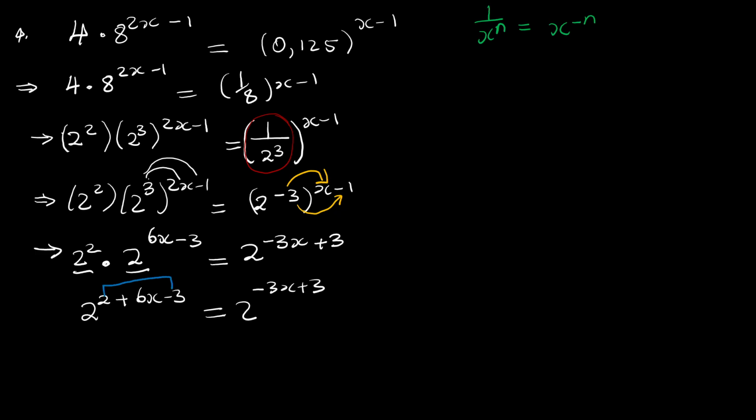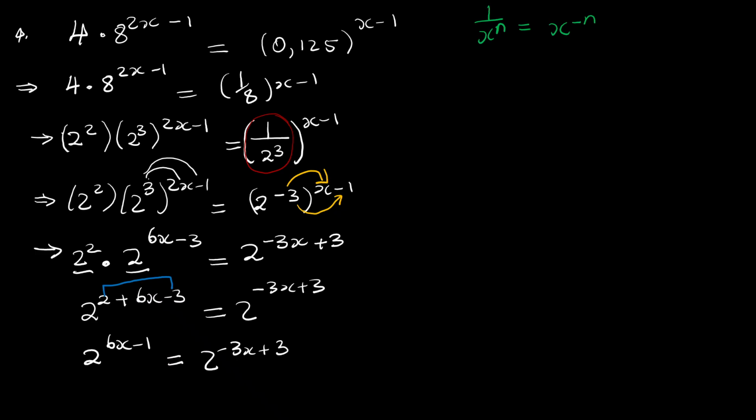No need to rush, just take your time. Can you see that each and every step I only solve one problem? Don't solve all your problems at once. Solve them one by one. So now I need to add the like terms on this side. So this will be 2 to the power 2 minus 3, it's minus 1. Then I'm going to have 6x minus 1, it's equals to 2 to the power negative 3x plus 3.